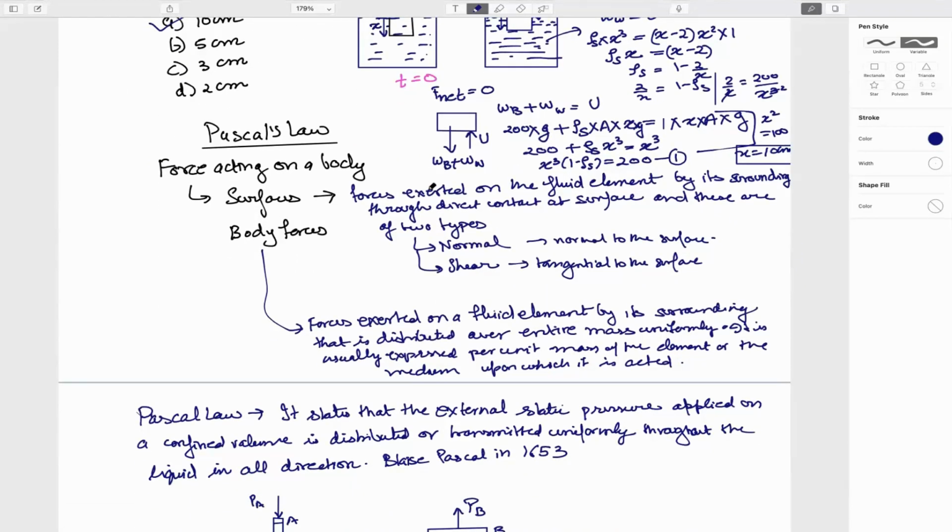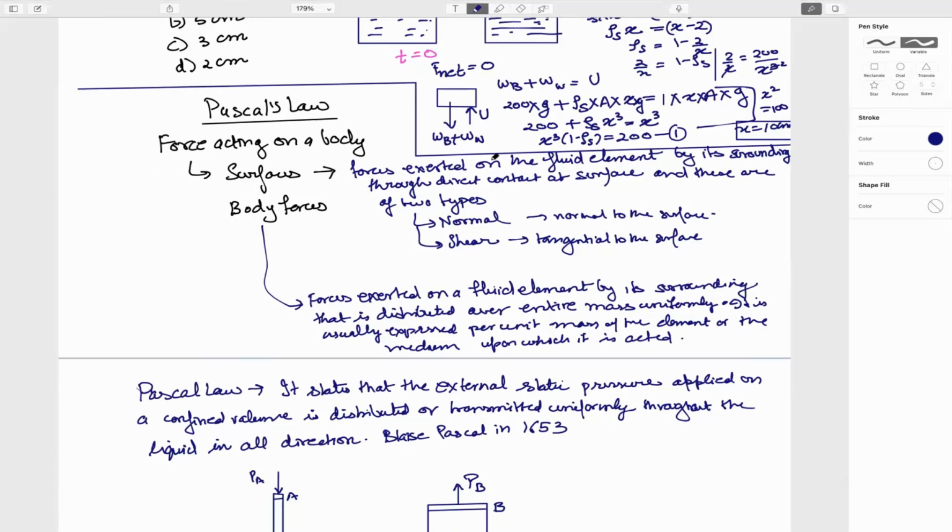Now let's look at Pascal's law. There is one more important question I wanted to discuss, but I will see it at the end if we have some time.